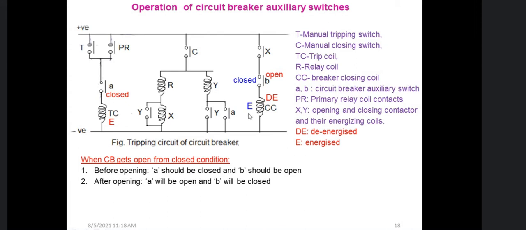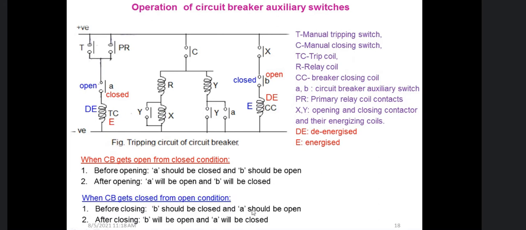After opening, obviously there is no function of this trip coil right now, so B should be closed for future closing, and the closing coil should remain energized for future closing, and A should be open and the trip coil should be de-energized. So these two things are, I think, vice versa. So in this way the CB will operate using this trip coil.